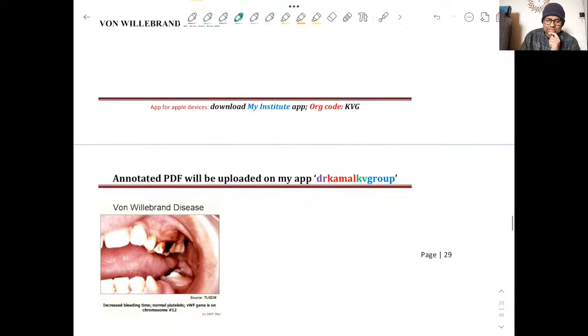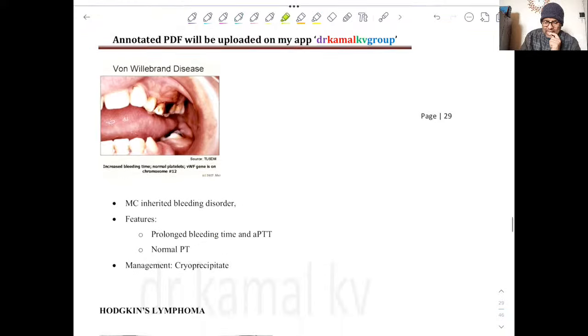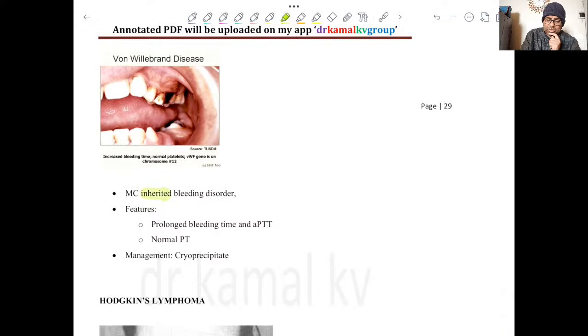Then von Willebrand disease, it is the most common inherited bleeding disorder. There is prolongation of bleeding time and activated partial thromboplastin time. Prothrombin time is normal, and here also the clinical presentation is somewhat similar to hemophilia, but the important thing is that it affects females also, because it is autosomal dominant. So it can affect anyone. Just one abnormal gene is sufficient to manifest, and treatment is by cryoprecipitate, which is rich in factor 8.